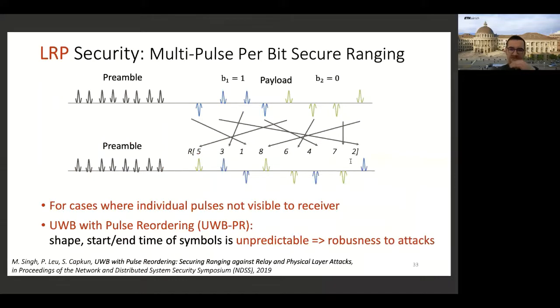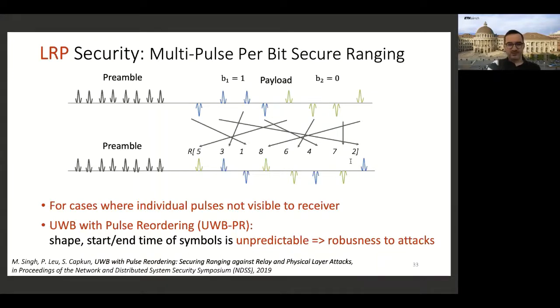Now, as I mentioned to you, it is not always possible, even in LRP mode, to observe individual pulses. This means that if you operate at, let's say, 300, 400, 500 meters, the strength of those pulses is going to be so weak that the receiver will not be able to decode them. So you need to do some aggregation, in the same way that GPS does this, or any other receiver does this, by aggregating the energy across multiple pulses, multiple locations. So how do we do that securely?